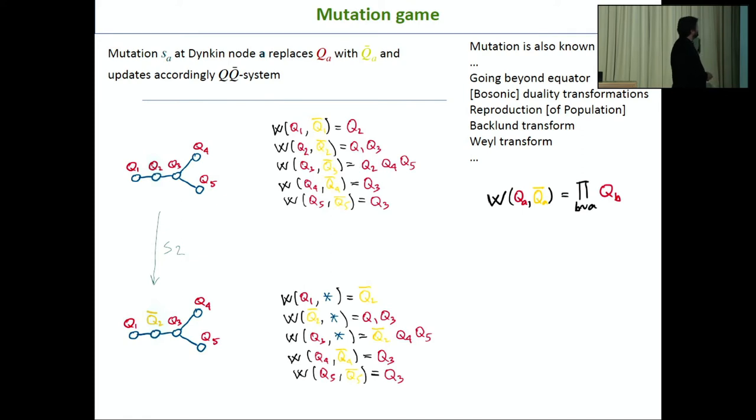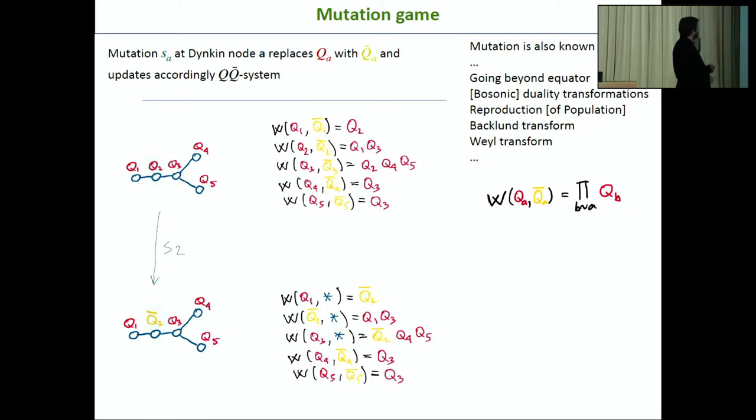Okay. Very good. So now we start to play the mutation game. I call it, for this talk, the mutation game because it's very similar to cluster algebras. Like some of you know what a cluster algebra related to a Y system is, for instance. So it's not the same thing, but it's very similar logic, though. Mutations are known by many different names, by many different groups. So people are doing this over and over again, naming it every time with a different name.